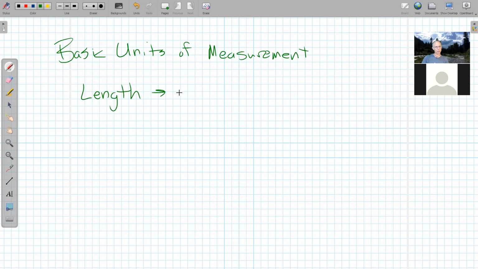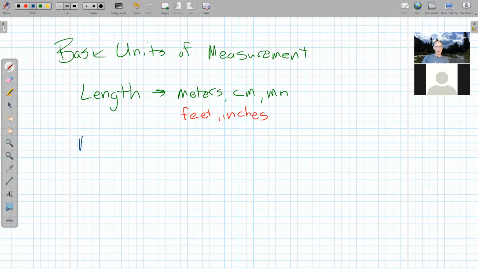Units of length that we're going to play with are mostly going to be meters. Some centimeters are kind of nice, possibly millimeters. Compared to other units we use like feet and inches. Maybe even miles or kilometers, but we're going to stick with some smaller ones for now.